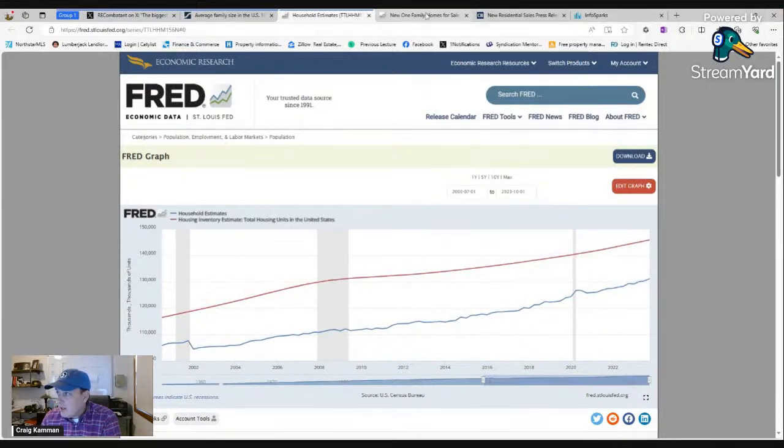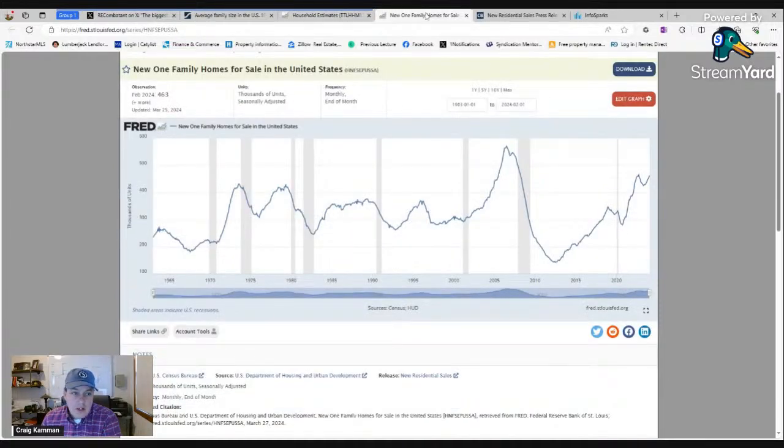So this one scared me, and this is what I had to correct. I was looking at this going, this does not make any sense, right? So now suddenly we're at 463, basically the inventory of homes for sale, thousands of units, new one single family homes for sale in the United States. Suddenly, oh my gosh, we've got a lot of homes for sale. And it startled me because that's not what I'm experiencing in my market.